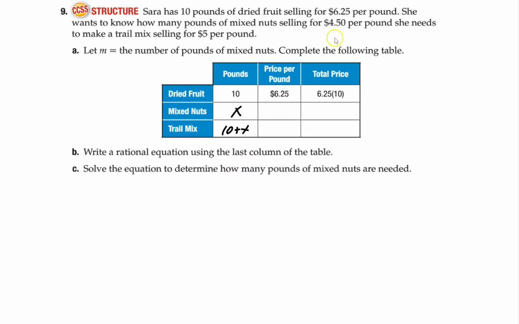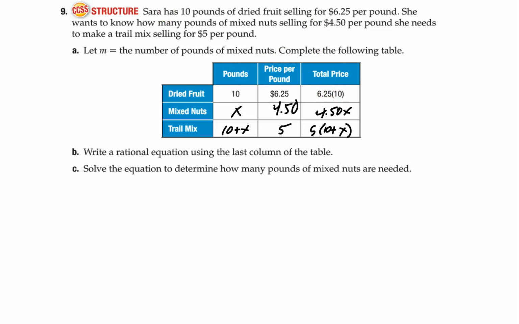Her mixed nuts she sells for $4.50 a pound, and she wants to sell the mixture for $5 a pound. And now the total price: remember, the way we do this, we multiply these together, so it's 4.50x and 5 times 10 plus x. That's how mixture problems work. You add down and you multiply across. Well, you add down here and here. That's something different.